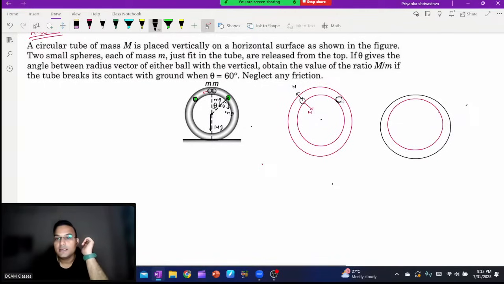Similarly, here n on the ball, but on the sphere, on the tube, it is downwards. But if we try to take their components, suppose this is angle theta. The component, this will be again theta. This will be again theta. So now here this will be n cos theta, and here will be n sin theta. Similarly, here will be n cos theta, and here will be n sin theta.